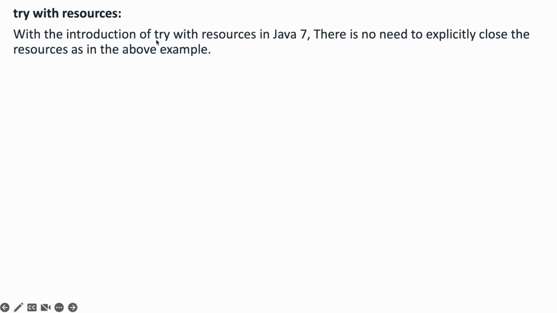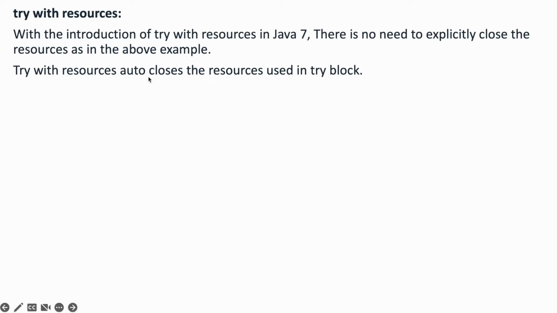Try with resources. With the introduction of try with resources in Java 7, there is no need to explicitly close the resources as in the above example. As we have seen in the previous screen, we are explicitly closing the resources, like the database connection. Try with resources auto closes the resources used in the try block.